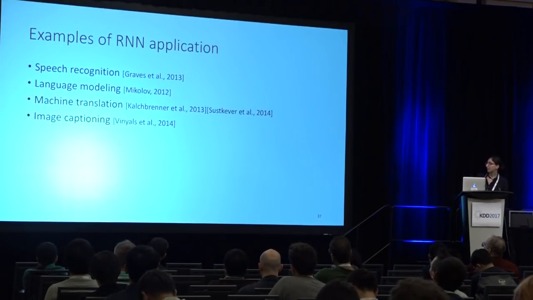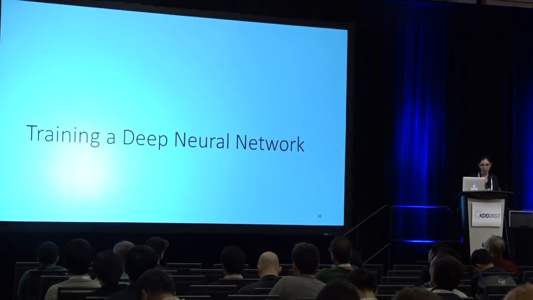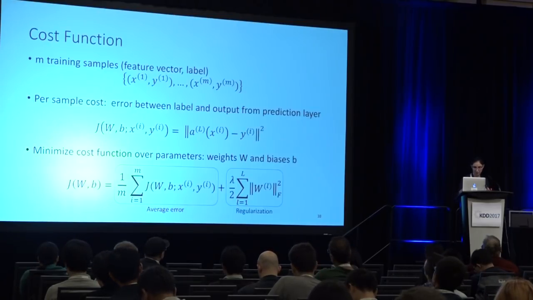So RNNs have been applied in various applications, such as speech recognition, language modeling, machine translation, and image captioning. And I provide here some references to read more on that topic. So I've explained what feedforward networks, CNNs, and RNNs are. And now I'll move to how we train those deep neural nets.